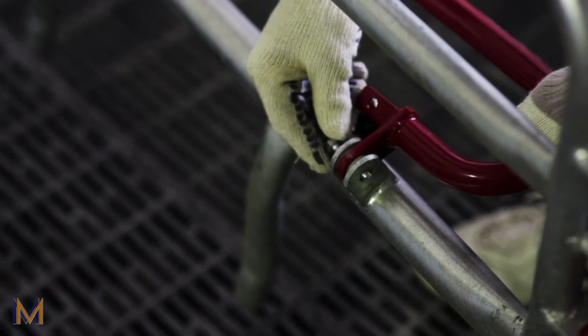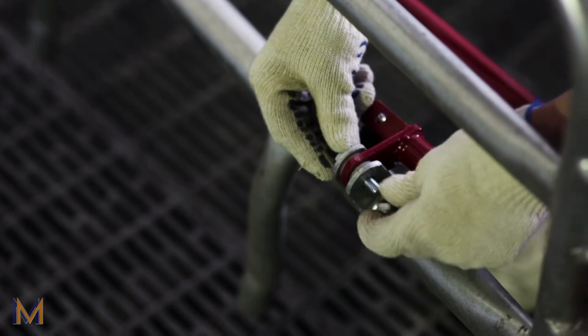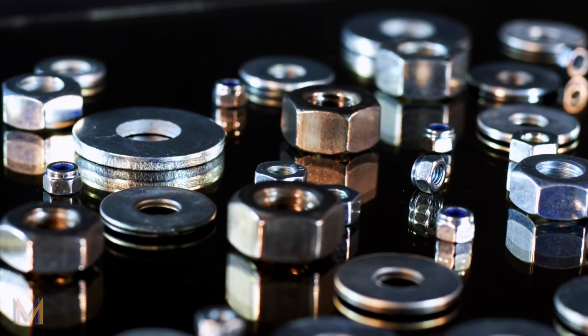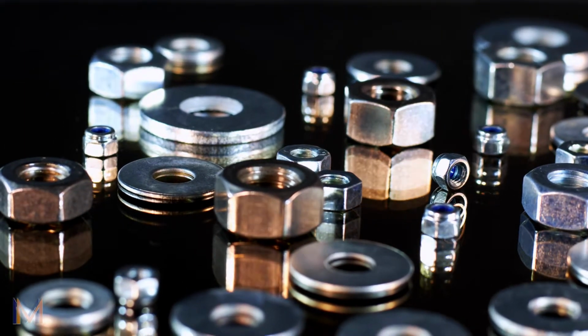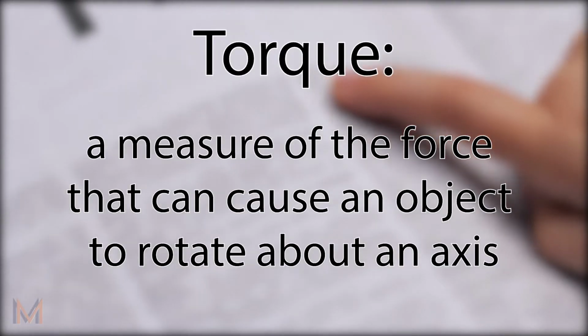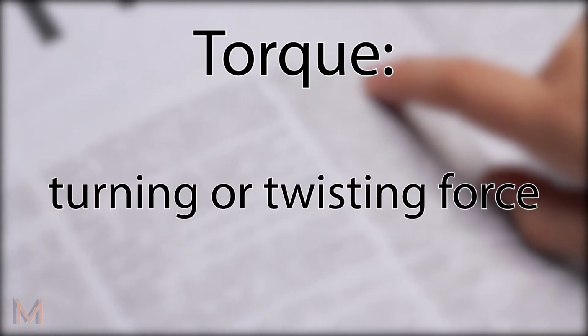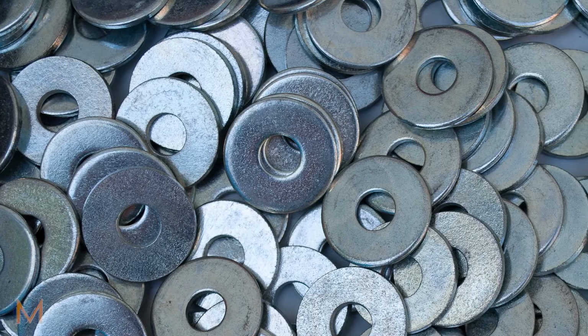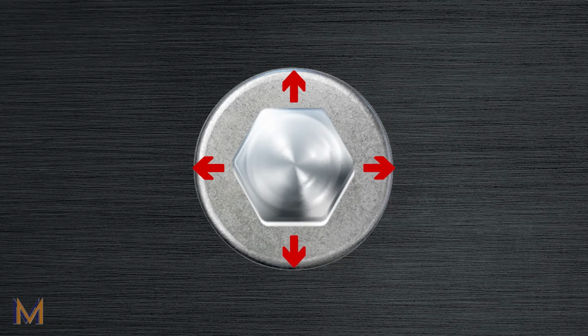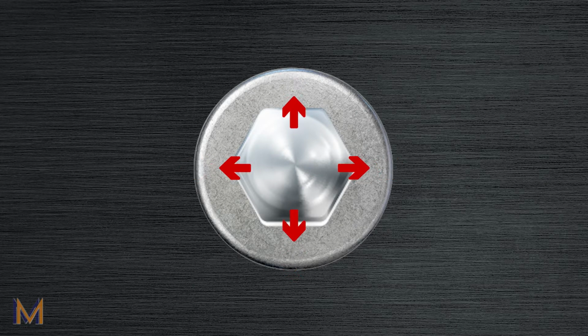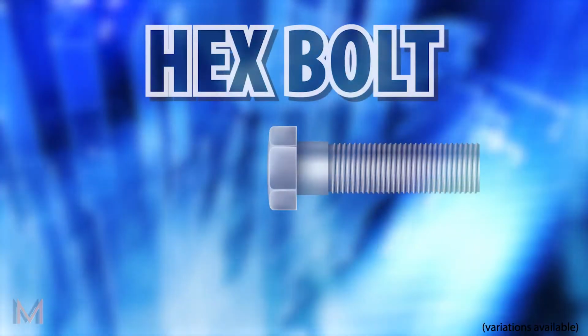Bolts are inserted through unthreaded holes that are pre-drilled in the materials being joined together. Unlike screws, bolts are designed to be used with a nut to join parts together using tightening torque. More simply put, a turning or twisting force. Washers, commonly used in the bolting assembly, help evenly distribute the clamping load from the bolt or nut head over a larger area. One of the most common bolt types are hex bolts.